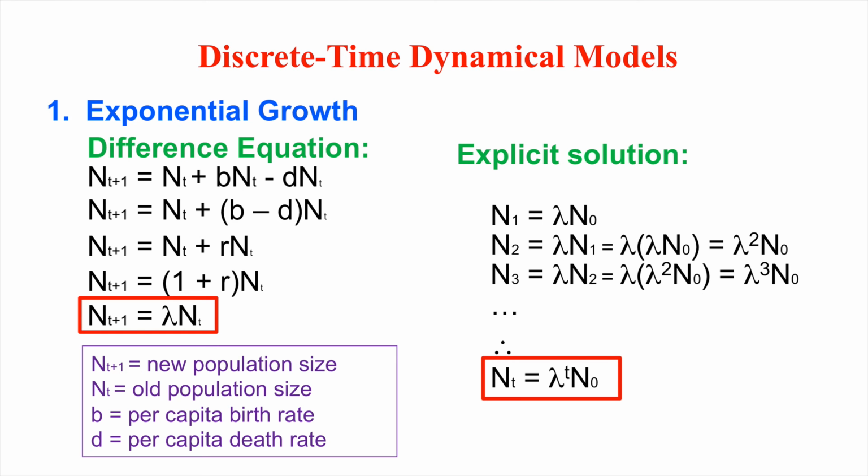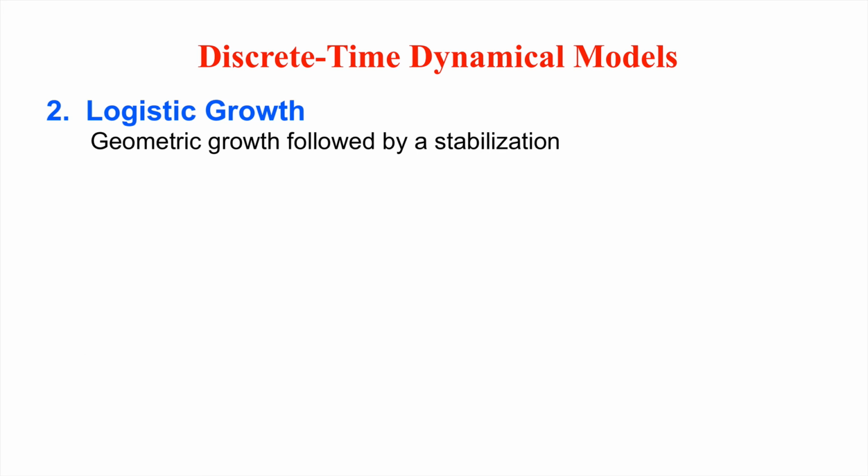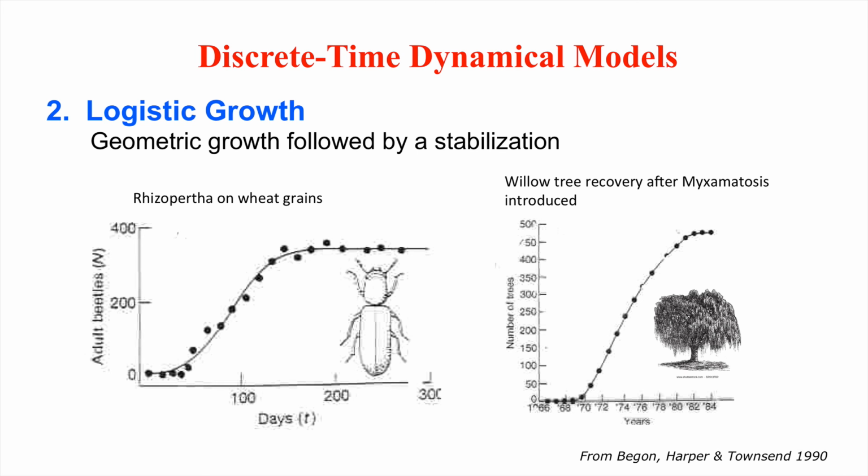Now in reality, population sizes don't tend to grow indefinitely. We often see density-dependent growth or logistic growth. As seen in these examples, we initially have exponential growth, but then there is an upper limit, a carrying capacity k, when the population levels off and can't grow any further.